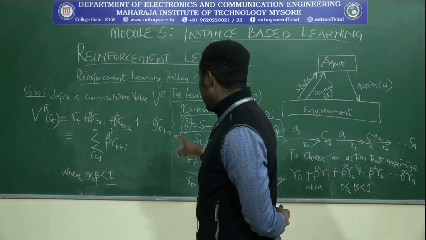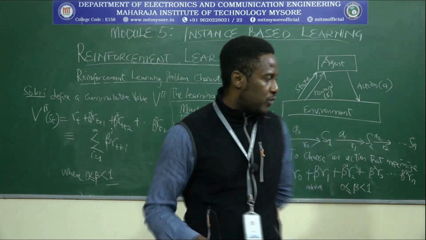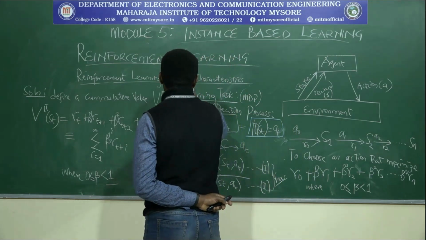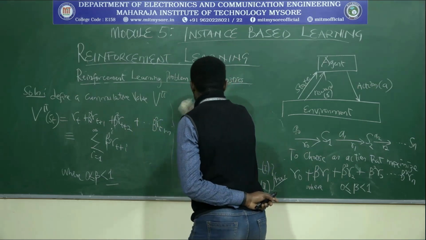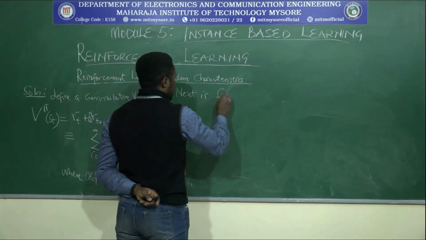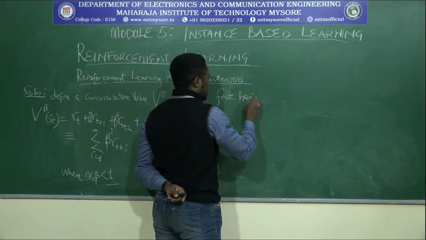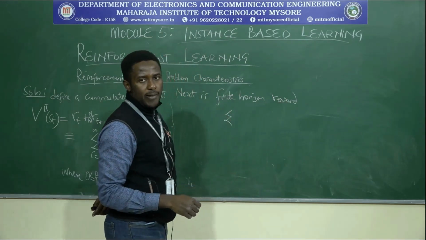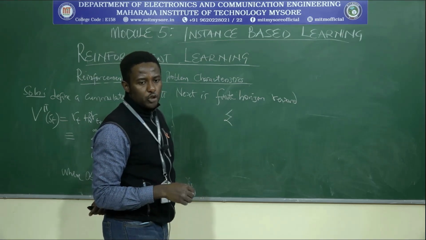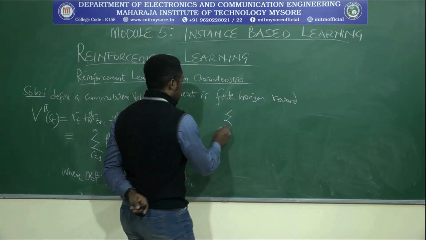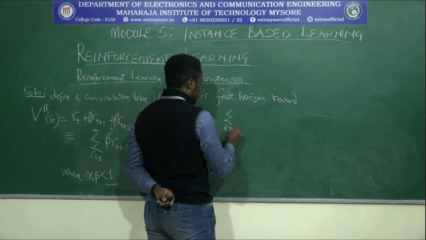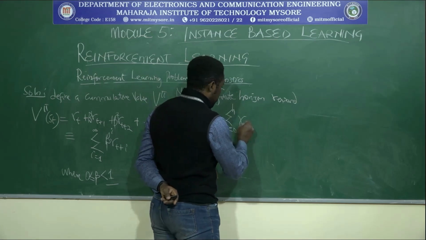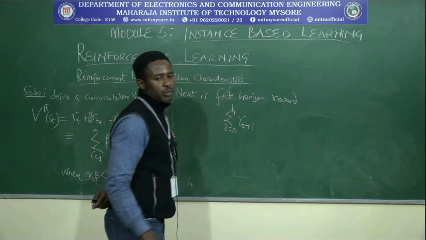The finite horizon reward looks like this, but it's a little different. If I call this equation 1, next I'm going to look into the finite horizon reward, in which you have the summation of r, with i going from 0 to h, the horizon, of the reward at timestamp t plus i.